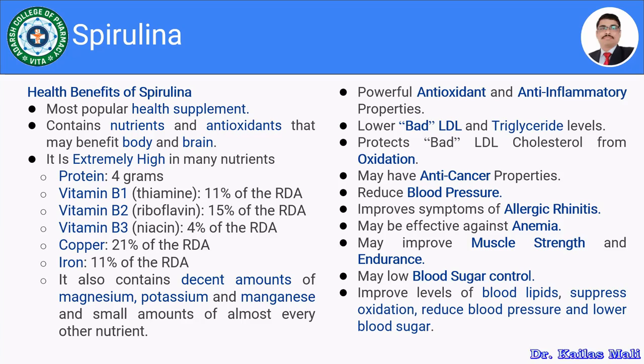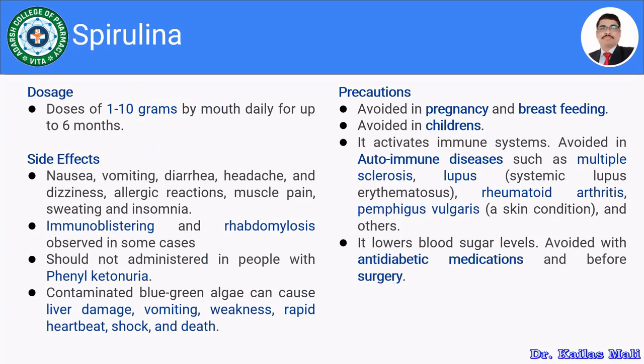It improves the levels of blood lipids, it suppresses oxidation, it reduces the blood pressure and lowers the blood sugar. So in short, it is going to manage the levels of lipids, reduce oxidation, and reduce the blood sugar level as well as the blood pressure. So these are some of the health benefits of spirulina.